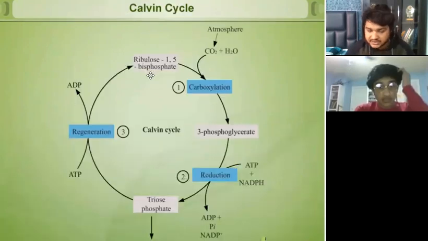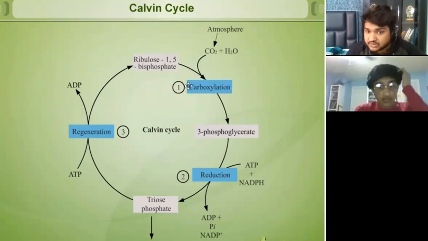Understand this diagram. Firstly, we have to start from here. This is called RuBP, ribulose bisphosphate. This is the most common reactant in the plant. RuBP means ribulose bisphosphate. So carbon dioxide is getting added into that. Carbon dioxide is adding, that's why it is called carboxylation.